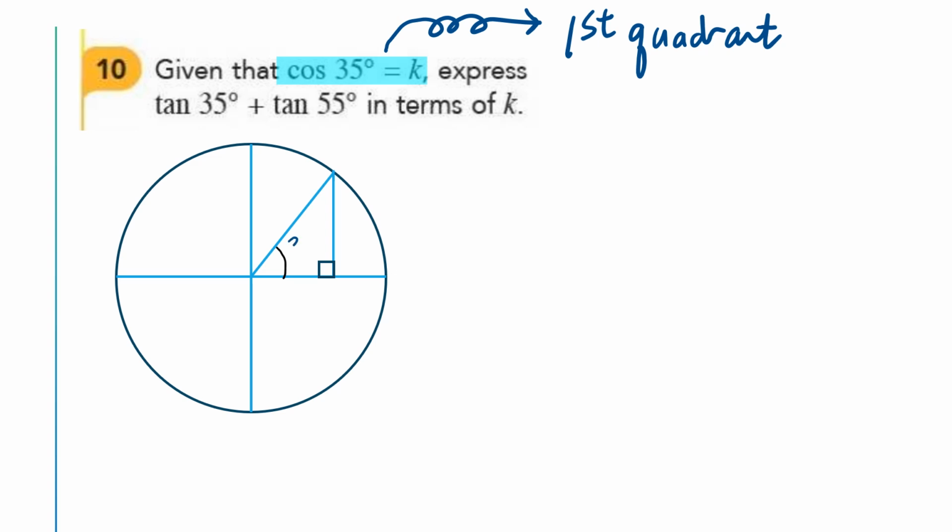Okay, label it 35 degrees. So cosine 35 degrees is equal to k. K is just a ratio, right? You can actually write it as k over 1. K divided by 1 gives you k. Because cosine 35 basically is just a ratio, right? So k, you can write it as k over 1. So k can represent the adjacent side and 1 represents your hypotenuse. Okay. So I can label my adjacent as k, my hypotenuse as 1.